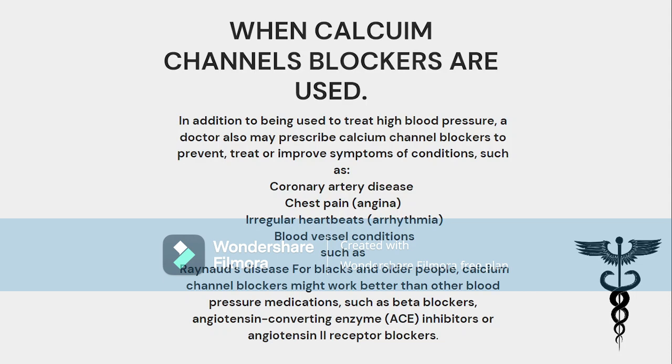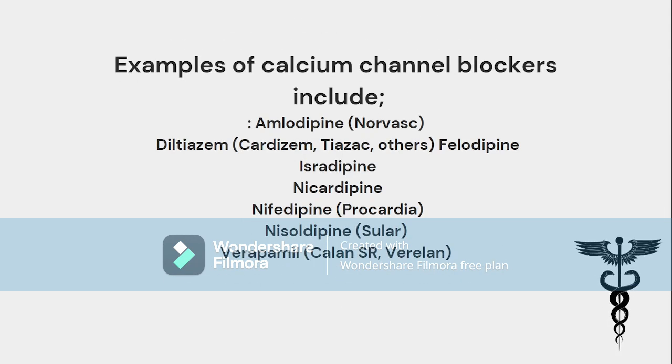Although CCBs are generally well tolerated, they may have some side effects such as headache, dizziness, flushing, and constipation. These drugs can also interact with other medications, so it's important to inform your doctor about all the medications you're taking. Some specific types of CCBs include the dihydropyridines such as amlodipine and nifedipine, and non-dihydropyridines such as verapamil and diltiazem. Each type has its unique effects and uses.